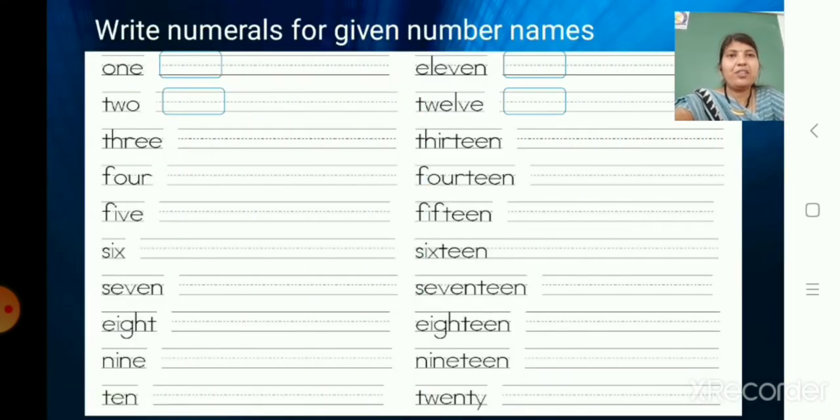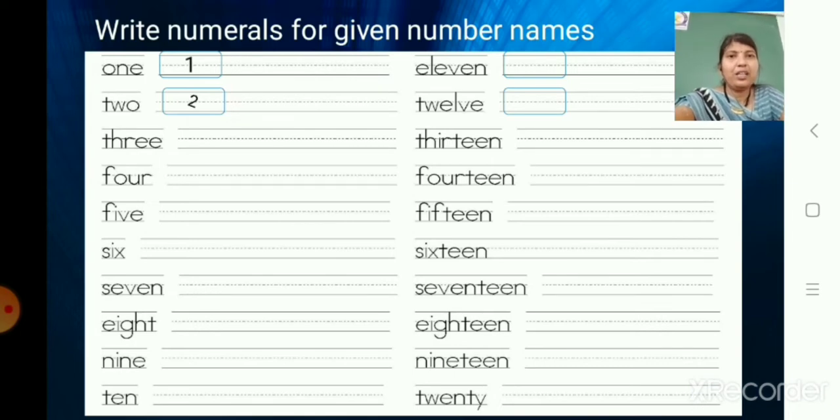Write numerals for given number names. Okay, write in numerals. So here number names are given. So you have to write it in numerals. Means you have to write the number of that given number name in front of the number name. Now see the first one. It is ONE, 1. So how will you write 1 in numeral? Yes, so you have to write the number 1 in front of the number name.